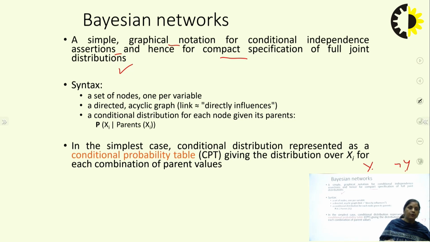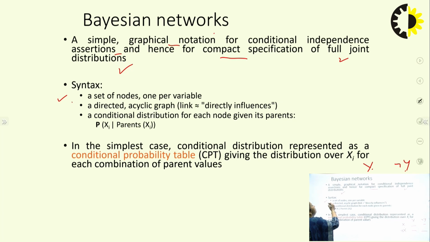Now, that we want to present in a compact form. We are talking about full joint distribution. Okay. So, now what we will do? We will represent that in more compact form using Bayesian networks. What is the concept? We have discussed on previous slides, that it takes into consideration the conditional independence assertions among different variables. So, what is the syntax of Bayesian network?